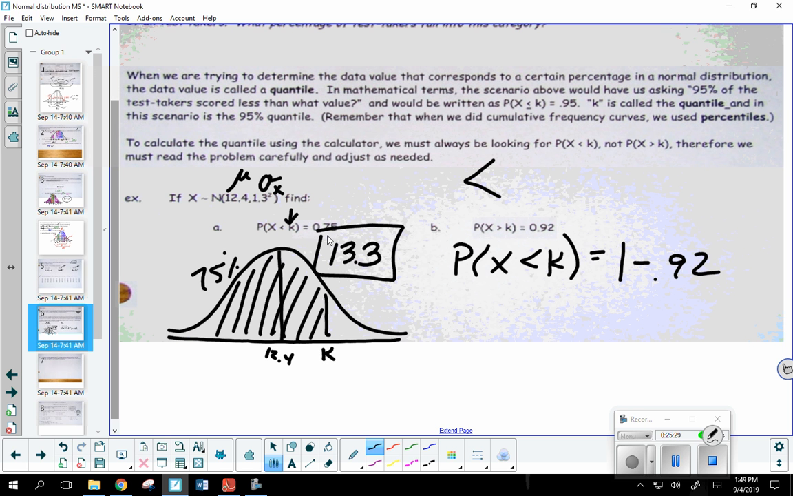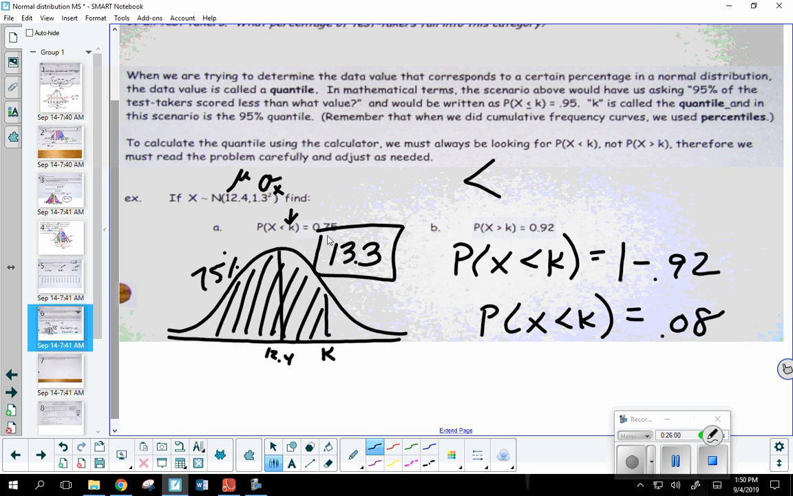Okay, that's the rule. Your calculator can only handle less than percentages. So if it's greater than, you simply switch the symbol, but you have to remember to subtract it from 1. So why do you think we're subtracting it from 1? What would 1 represent? 100%, right? All the data. So what I'm actually looking at here, the probability of X less than K is equal to, what would that be?